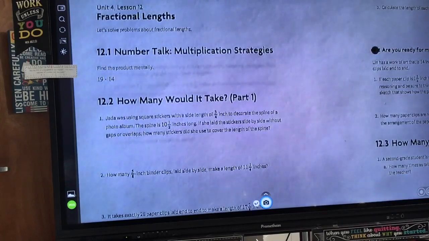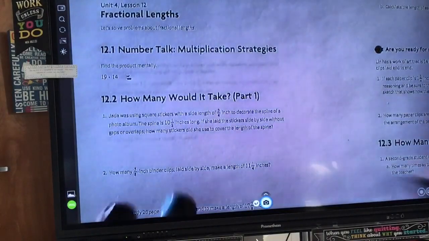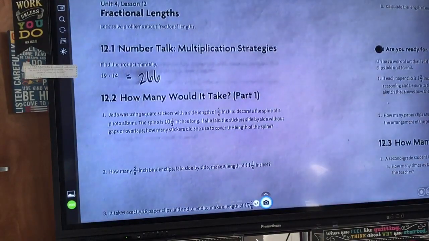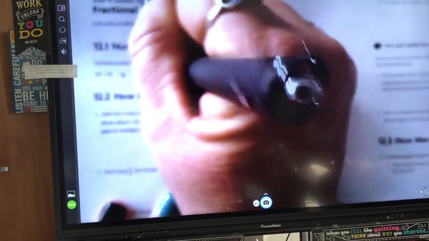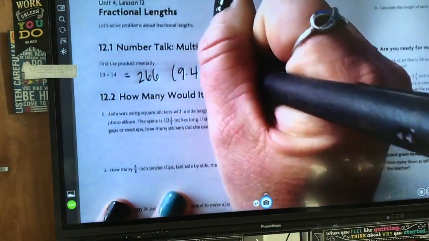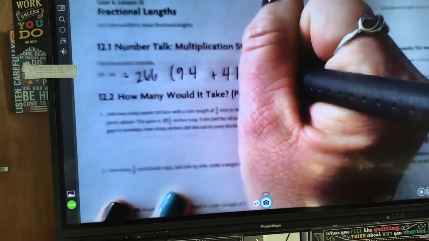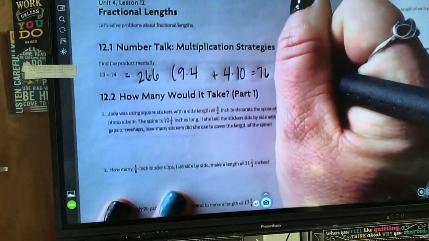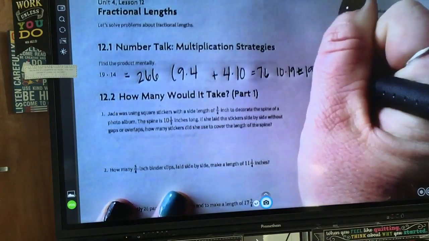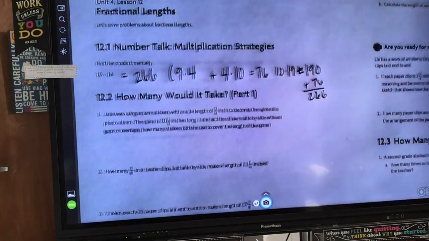All right, raise your hand and tell me what was your answer for 19 times 14. Jonathan? 266. Okay, and what was your strategy? First I multiplied 9 times 4, then I multiplied 9 times 10, then I multiplied 4 times 10. And then I just added it together, which got me 76. Then I multiplied 10 times 19, which gave me 190, and I added them together. You said 190? Yeah. Okay, cool. All right, let's go ahead and move on.